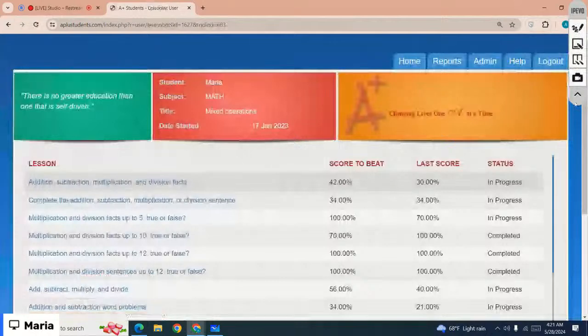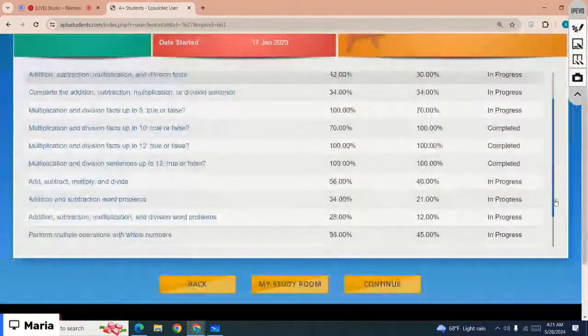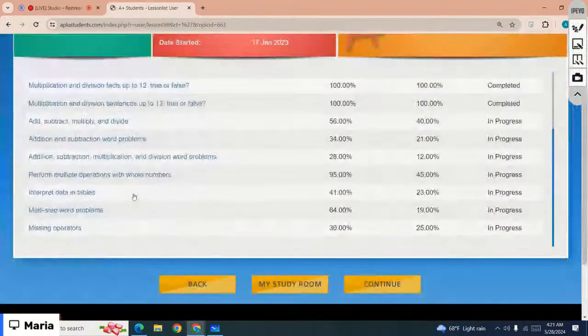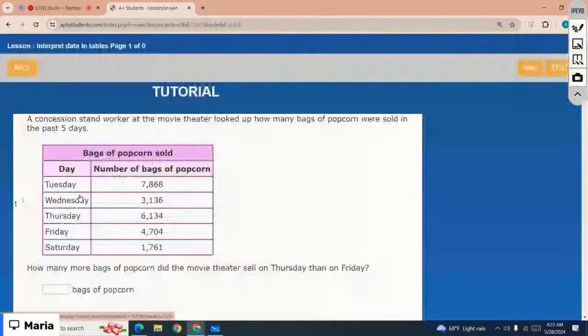The next lesson is interpret data in tables. Now we are going to learn how to read data from tables. A concession stand worker at the movie theater looked up how many bags of popcorn were sold in the past 5 days. Here you are given the table in which you are given the record of the popcorn bags sold during each day.